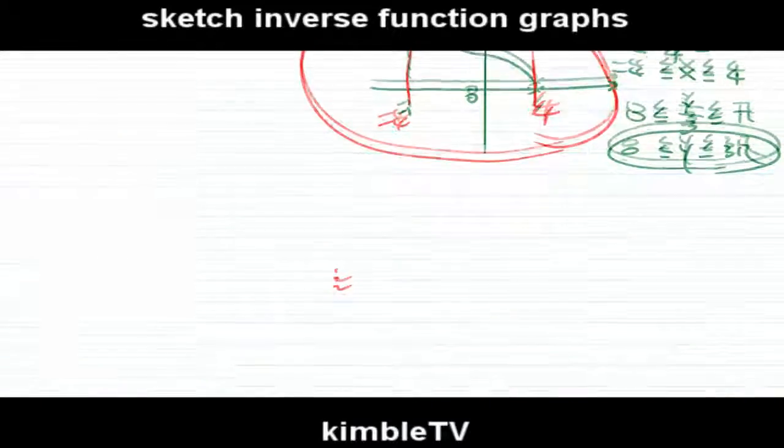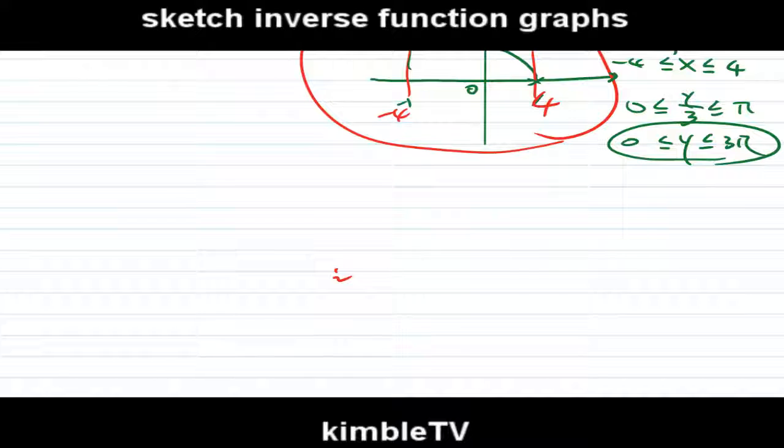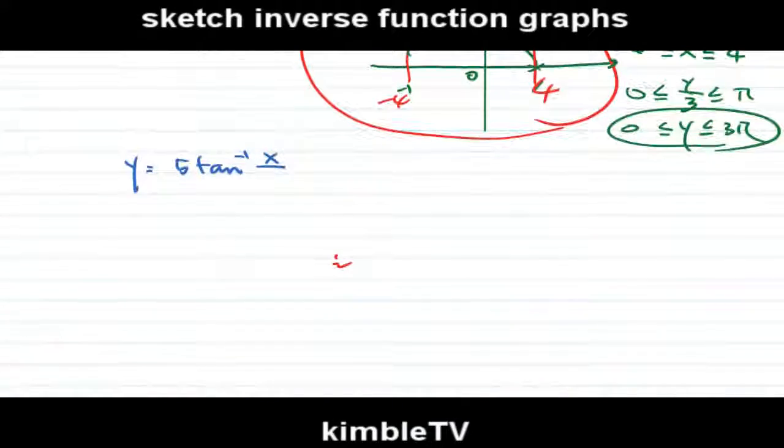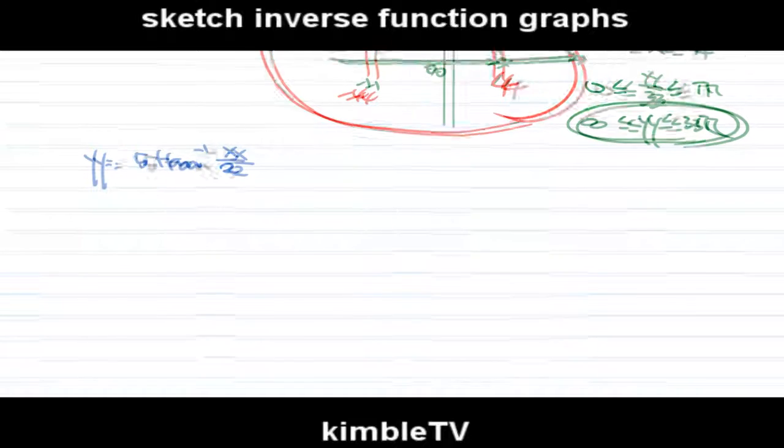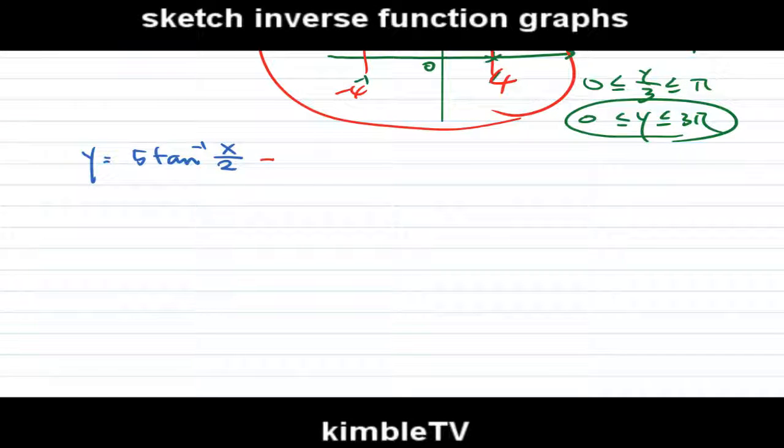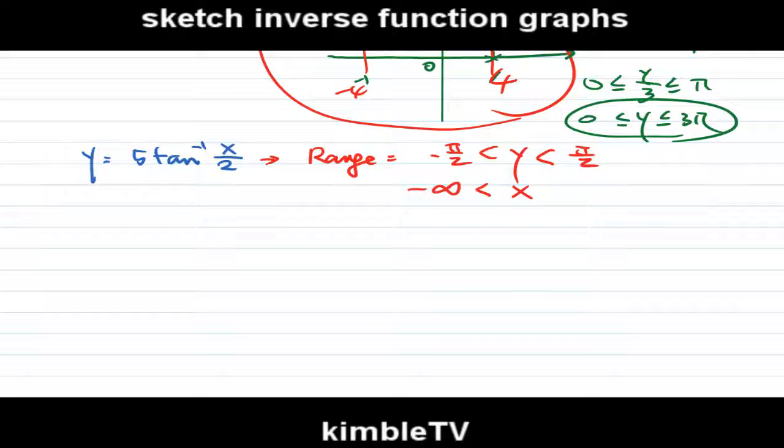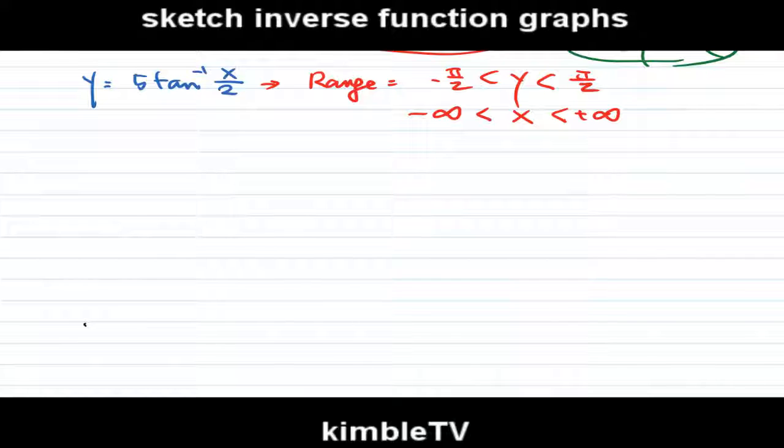And y equals 5 tangent shift x on 2. Yeah, its range, y was between minus pi on 2 and pi on 2. X is between minus infinite, positive infinite. Yeah. Therefore, draw.